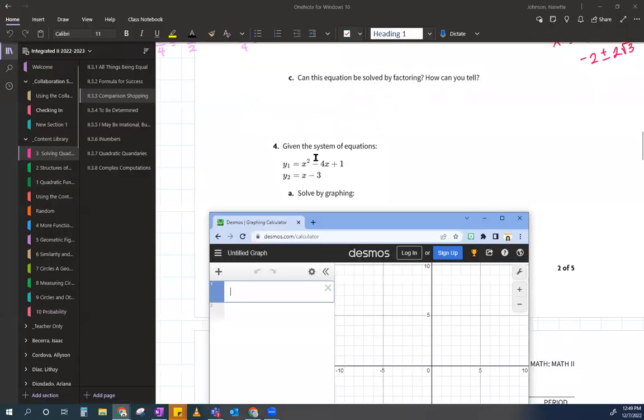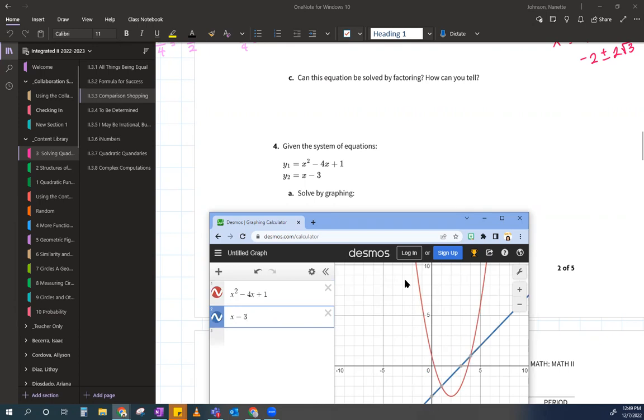The way we graph a system in Desmos is we put one equation in one line and another equation in another line. So let's do that really quick. x squared minus 4x plus 1. That does not say x squared, does it? X squared. Okay, that's better. Ms. Johnson, I need to be very careful when I plug in stuff. And so this is x minus 3. And so there's your two things.